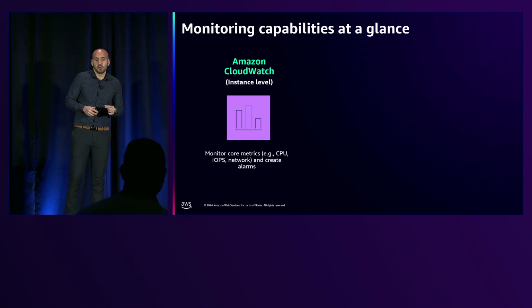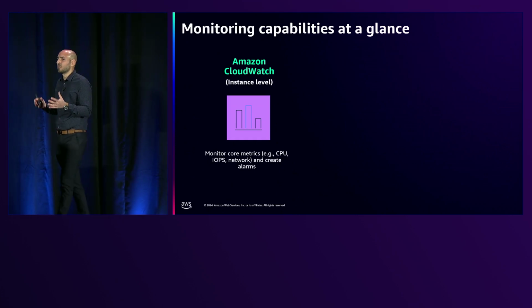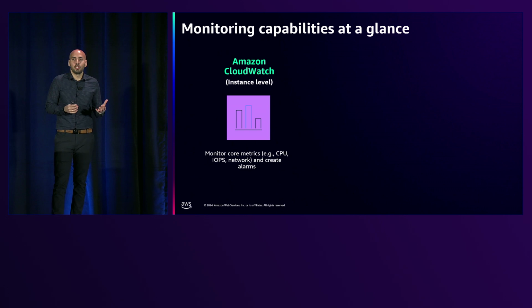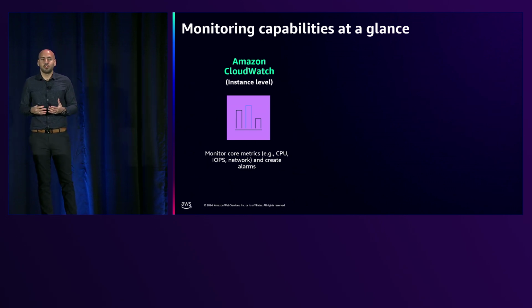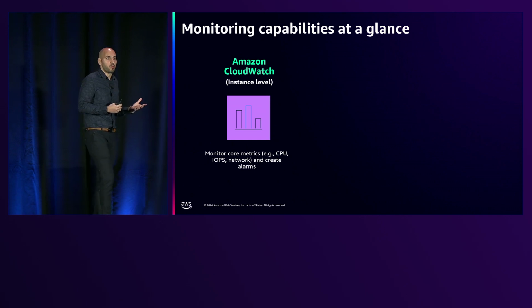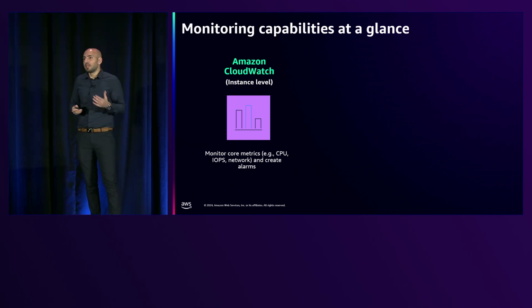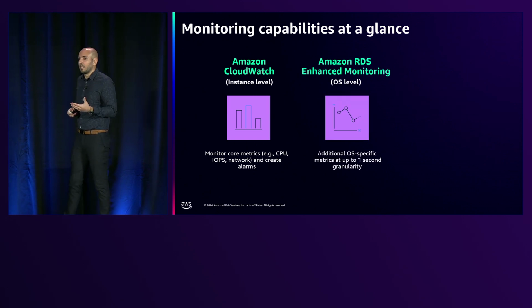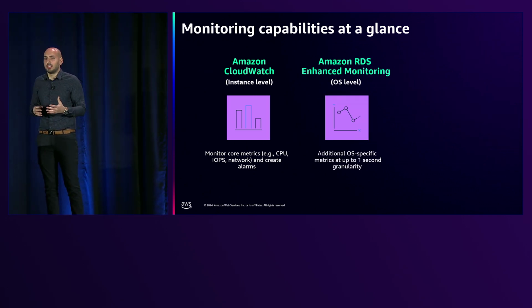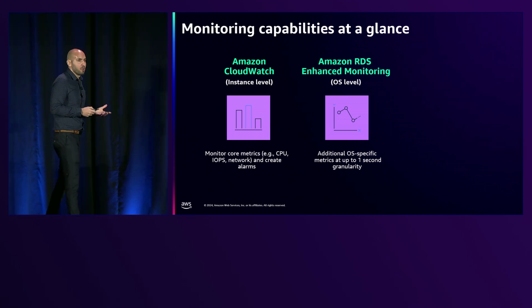When it comes to monitoring, there is the obvious service, Amazon CloudWatch. This is AWS' main monitoring and observability service. It allows you to monitor, visualize, and alert based on dozens of instance-level metrics like CPU, memory, network, and disk-level utilization metrics. When you need to dive deeper into more granular operating system-level metrics like Linux huge pages and swap activity and OS process list, this is where RDS enhanced monitoring comes into play.